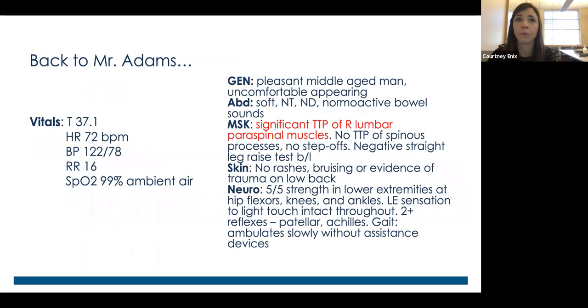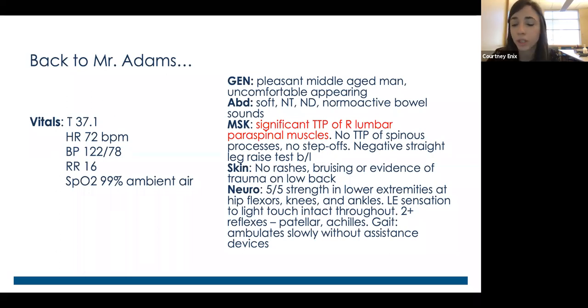Okay, so we go back to our patient, Mr. Adams. I put his vitals there. They are all normal. His exam, as you will see, I have only written one thing in red, so that is the only thing that is abnormal. But his musculoskeletal exam is significant really just for tenderness to palpation of his right lumbar paraspinal muscles.